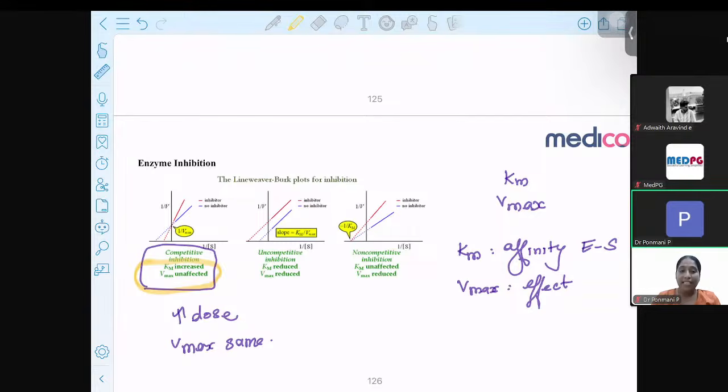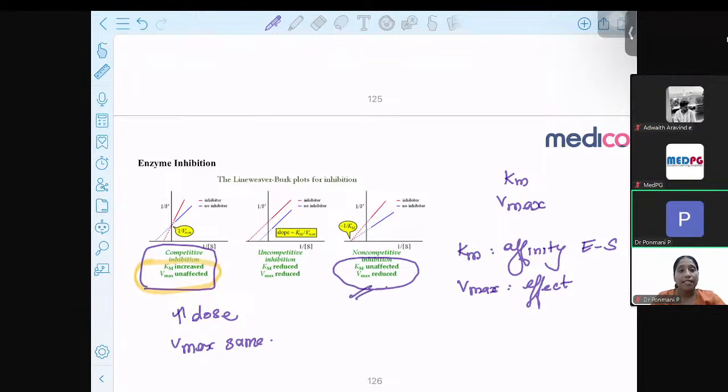And what happens in non-competitive inhibition? In non-competitive inhibition, the inhibitor and substrate have different binding sites. So the affinity is unaffected here. That is why the Km is unaffected. And why is Vmax reduced? However much you increase the dose, you will not be able to see a maximal effect. That is why the Vmax is reduced.